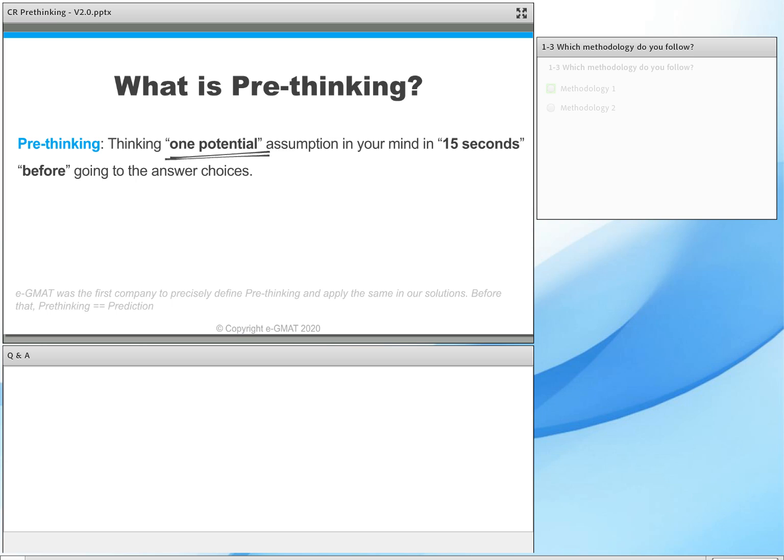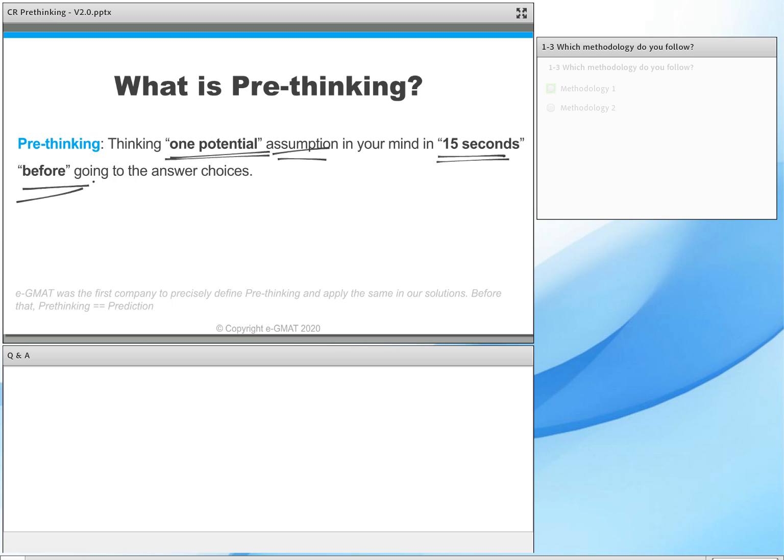We're just trying to figure out the logic that the author uses to arrive at his conclusion, and that's why we are figuring out this one potential assumption. Once you become a skilled pre-thinker, it'll take you about 15 seconds or even less to do this. And you do this before you look at any of the answer choices. If you start looking at answer choices, you can throw pre-thinking out of the window. It will not work. You have to train your brain to do this before you look at answer choices.